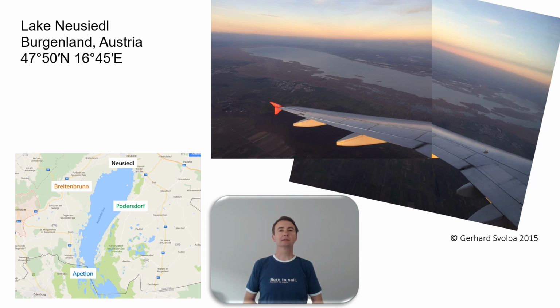Lake Neusiedl lies in the eastern part of Austrian Burgenland. It is a very large lake which lies in a very flat area here in Burgenland, and it is a very shallow lake.